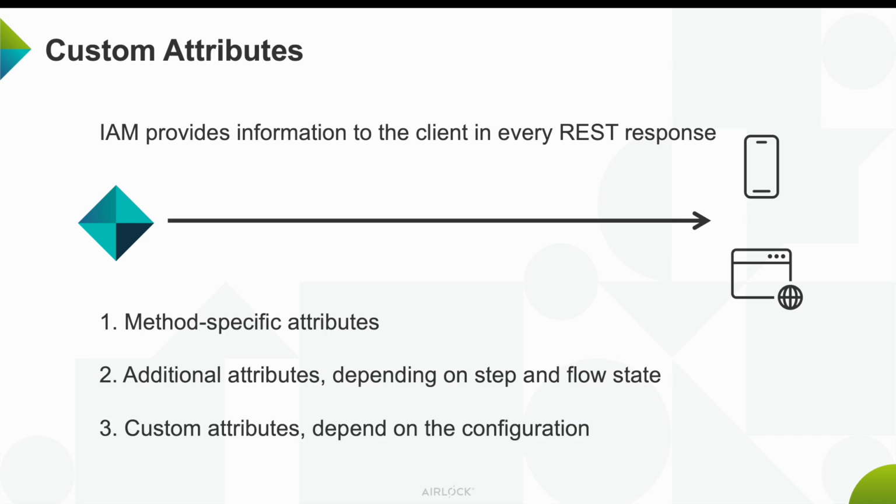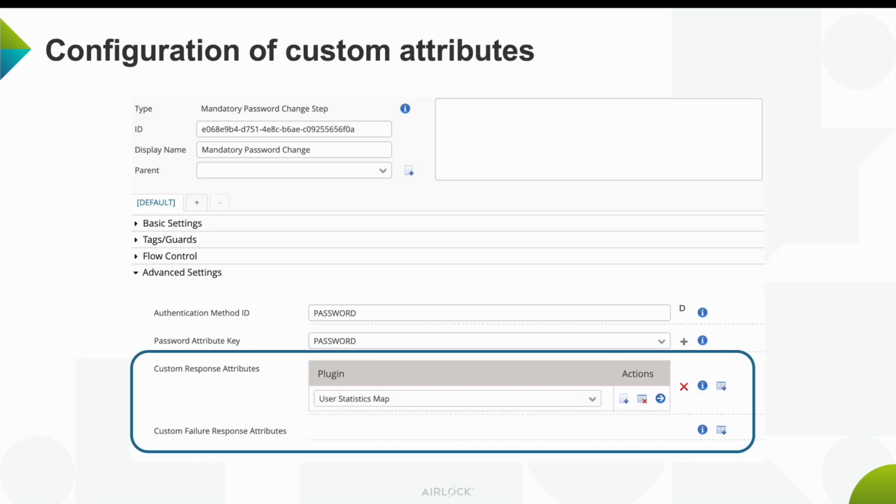And now, new, we can add custom attributes, which basically you can configure on every single step on what information shall be supplied. An example here, how the configuration is done. You see that down here we have the custom response attribute, which will be sent in a success state. And I have added here the user statistics map, which we'll see an example later. And what you also can configure is what to do in a failure state. So you can add custom failure response attributes.